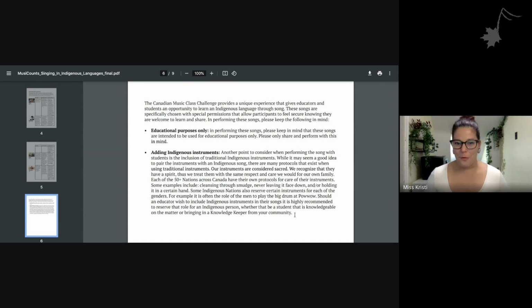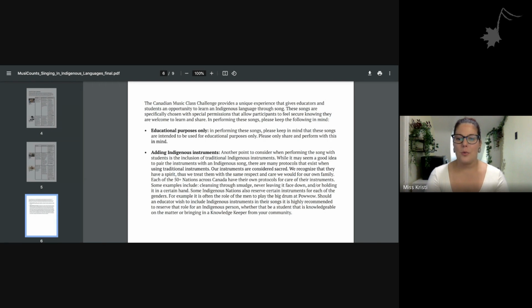What you might not know about Indigenous instruments is that there are protocols that exist. The reason behind that is that our instruments are made by us, by our own hands, and they're created from the hide of an animal or the bone of an animal. With that, our people have always believed that the animal's spirit still very much exists within that instrument. And so they're considered sacred, and we treat them as if they are a member of our own family. We treat them with care.